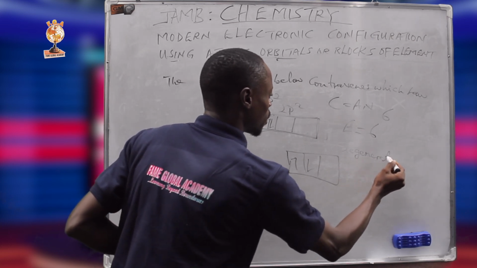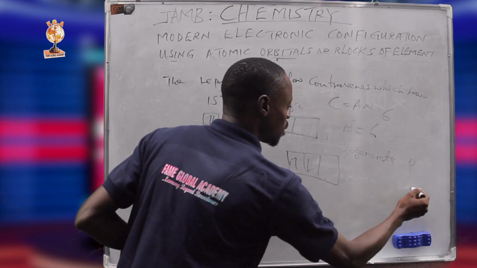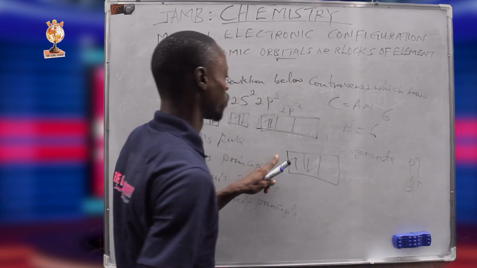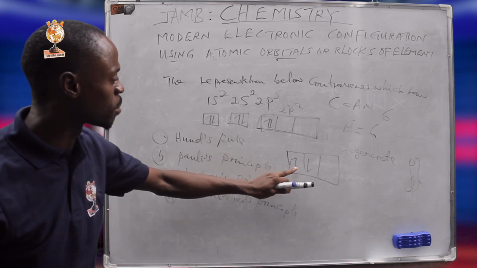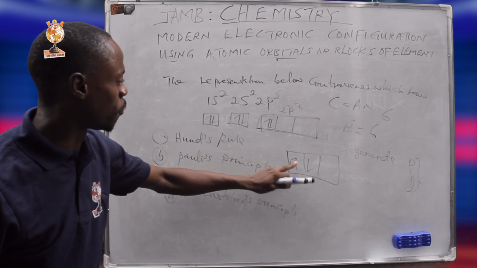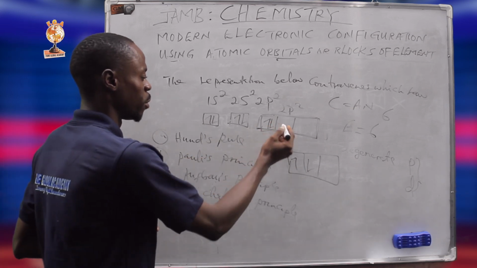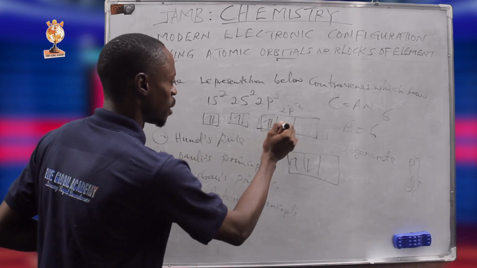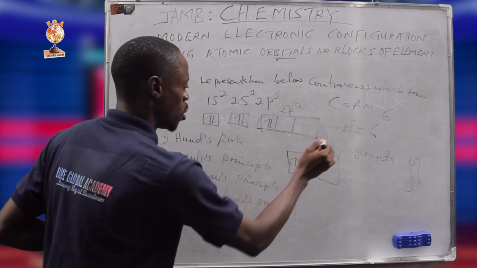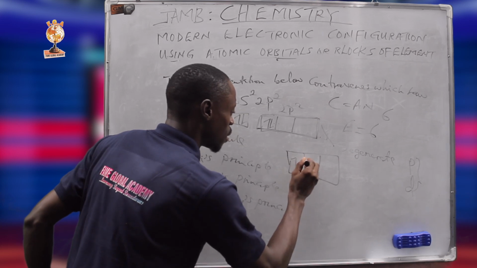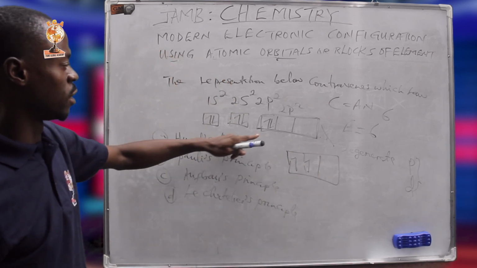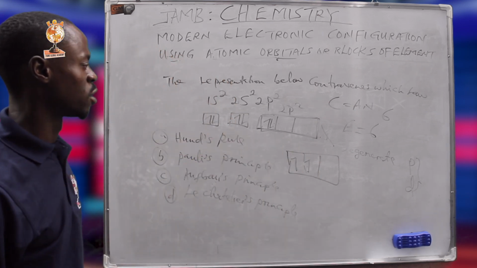The 2p and 3d orbitals, both of them are degenerate orbitals. So when you are filling electrons, you feed them singly first before pairing, as we have it on the board. But if you do it in this manner, this is wrong. So the right thing would have been singly first before pairing takes place in a degenerate orbital.